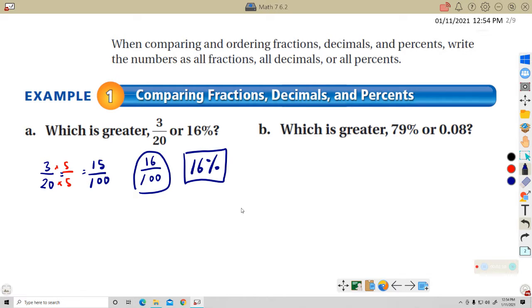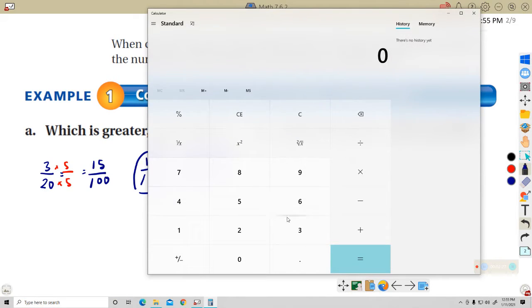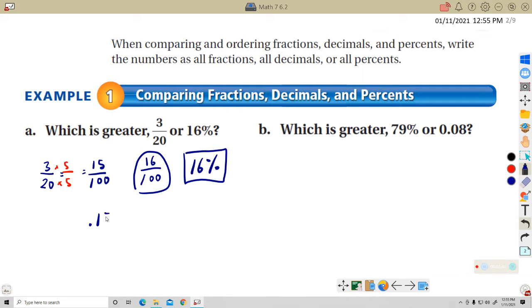Okay. Something else you could have done is, with a calculator, divided 3 over 20. If you wanted to do this with a calculator, here's my calculator here. So 3 divided by 20 equals 0.15. And we know 16%, if I convert this into a decimal, I divide by 100, so that would equal 0.16, right? So again, 16% is the larger. Okay, so there's a couple different ways you could do that. You could just use a calculator and divide, or you can put everything with a common denominator.